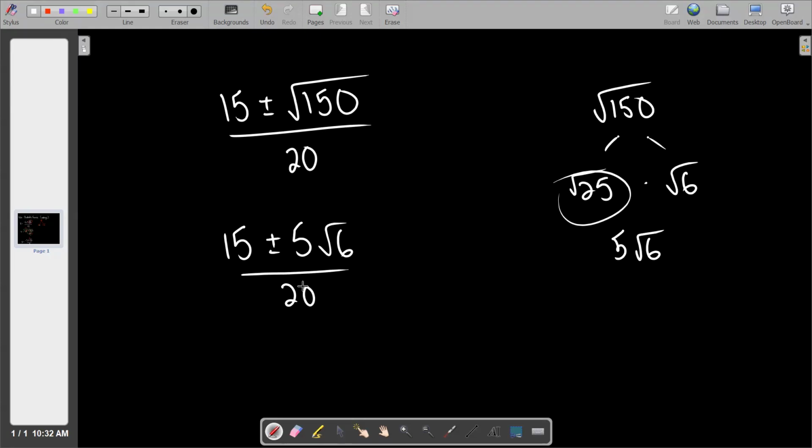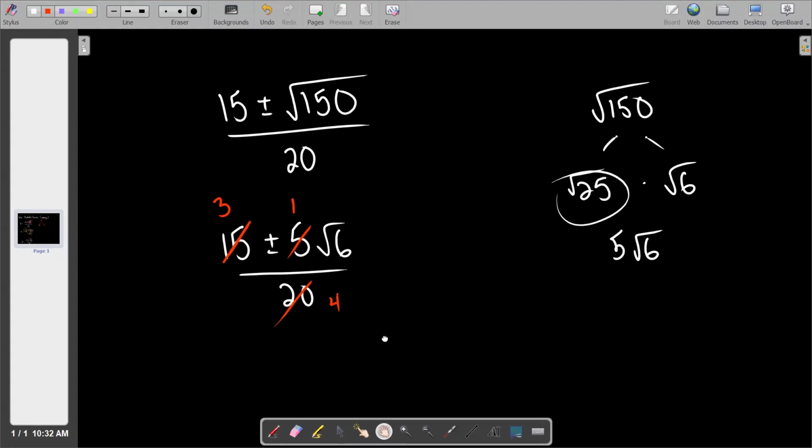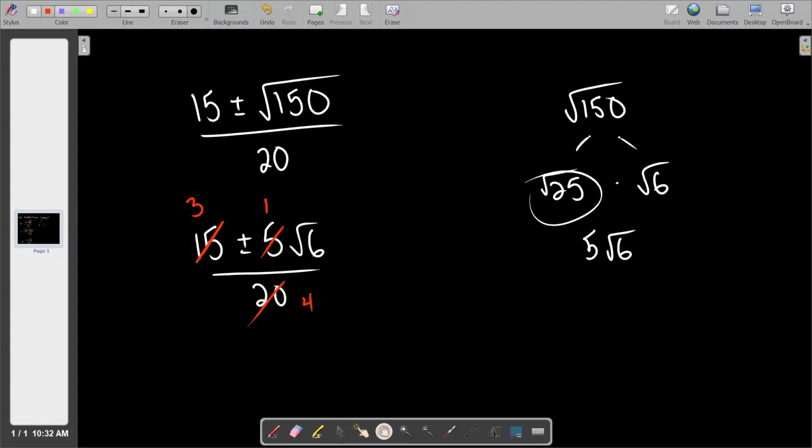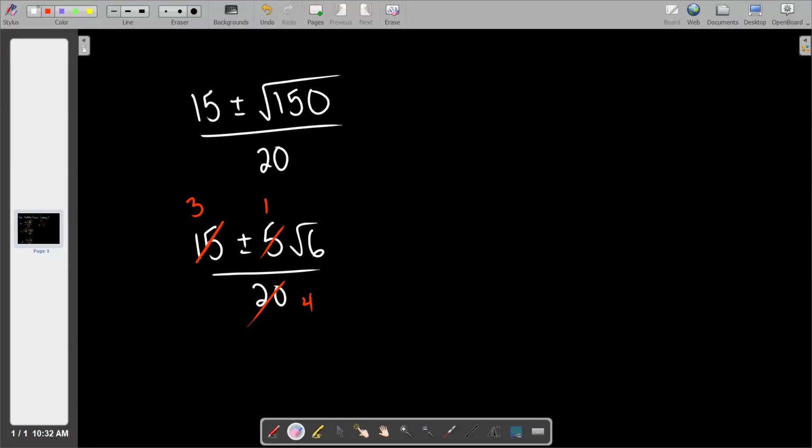What can every number in the Dorito be divided by? 5. So you're going to just take all the numbers. Look at me not drawing the Dorito. It's a big step for me. Divide all these numbers by 5. Boom, boom, boom. What do they become? 3, 1, 4. And the 1 doesn't need to be there. I just put it there, but in my final answer, I'm going to choose not to write it. So my final answer will be 3 plus or minus root 6 all over 4.